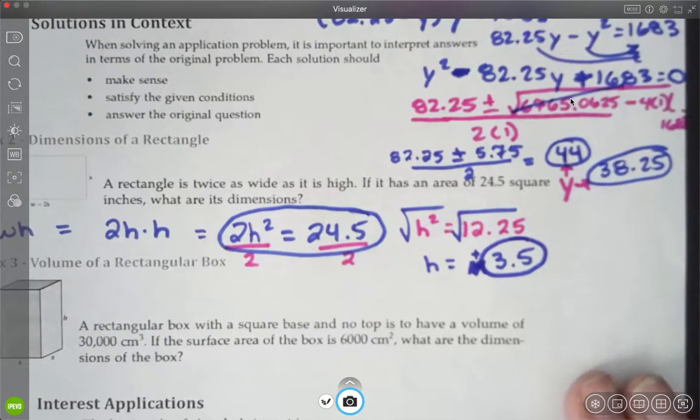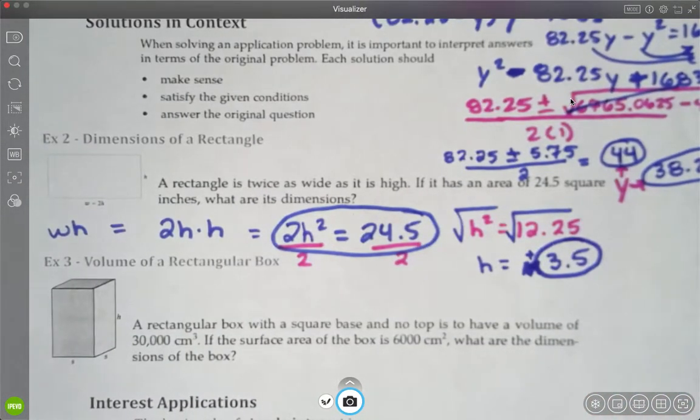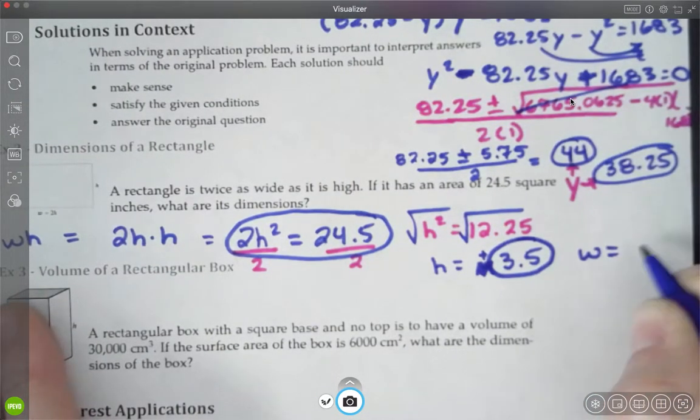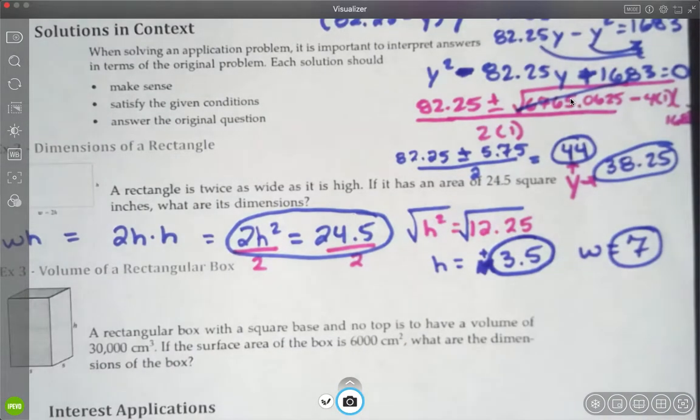Now, I want to find what the width is. The width is double that, so you just times that by 2, which is 7. There you go. That was faster. Some of them will be faster, some of them will be really disgusting, like the last one was.